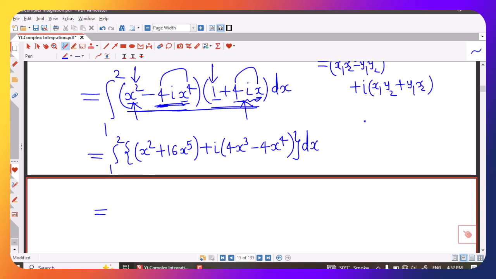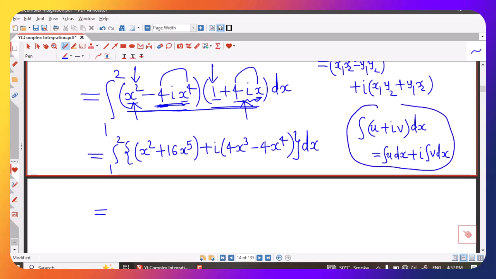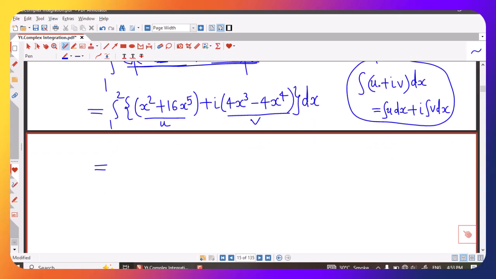Now we use this property that whenever we have this type of integral u plus iv, integral with respect to some variable, then this we can rewrite as integral of u with respect to x plus I times integral of v with respect to x. So using this property we split this into two integrals with respect to x. This is u and this is v. So integral of u plus iv is equal to integral of u plus I times integral of v.